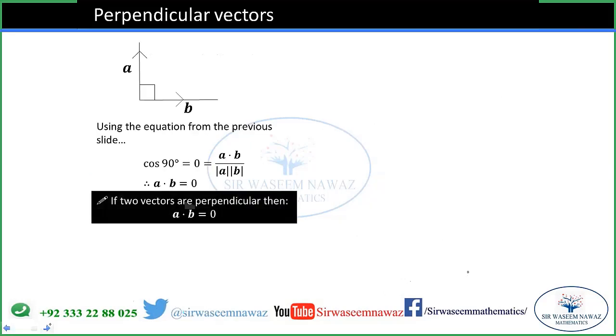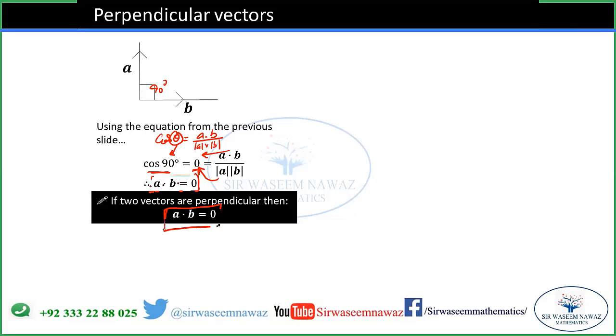Now perpendicular vectors. If two vectors are perpendicular, it means they make an angle of 90 degrees. So the same formula we discussed: cos theta is equal to A dot B over the magnitude of A times the magnitude of B. Here theta is 90 degrees, and cos 90 is equal to 0. When we multiply this through, we get A dot B equal to 0. So when two vectors are perpendicular, their scalar product must be equal to 0.